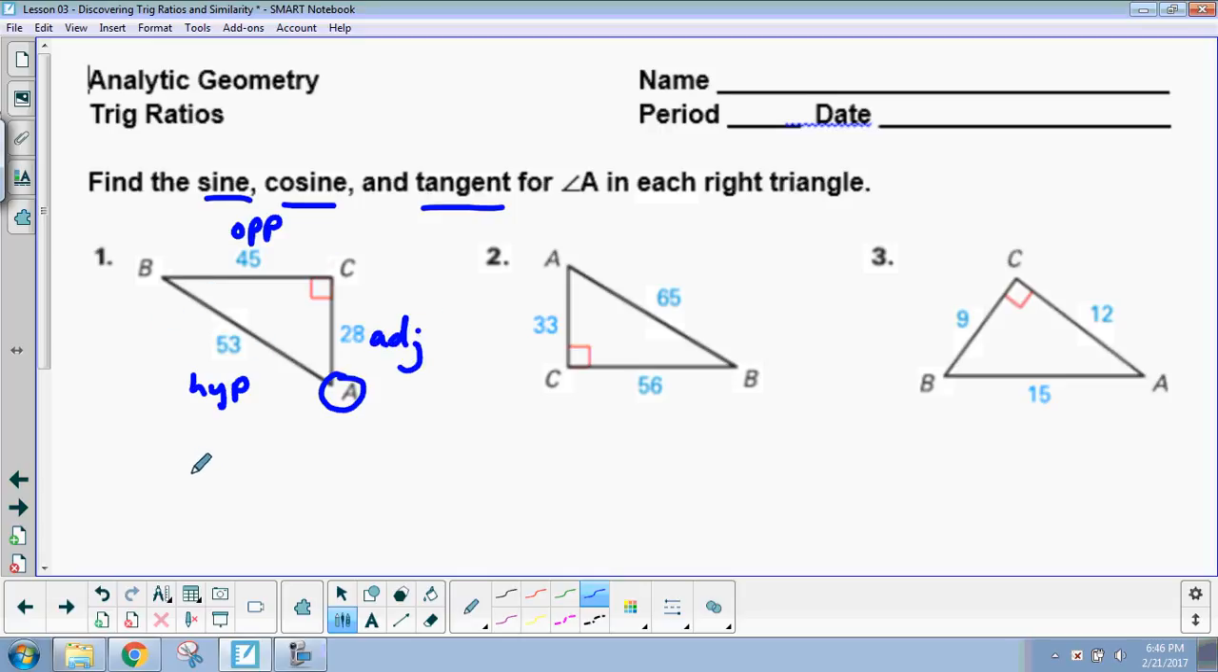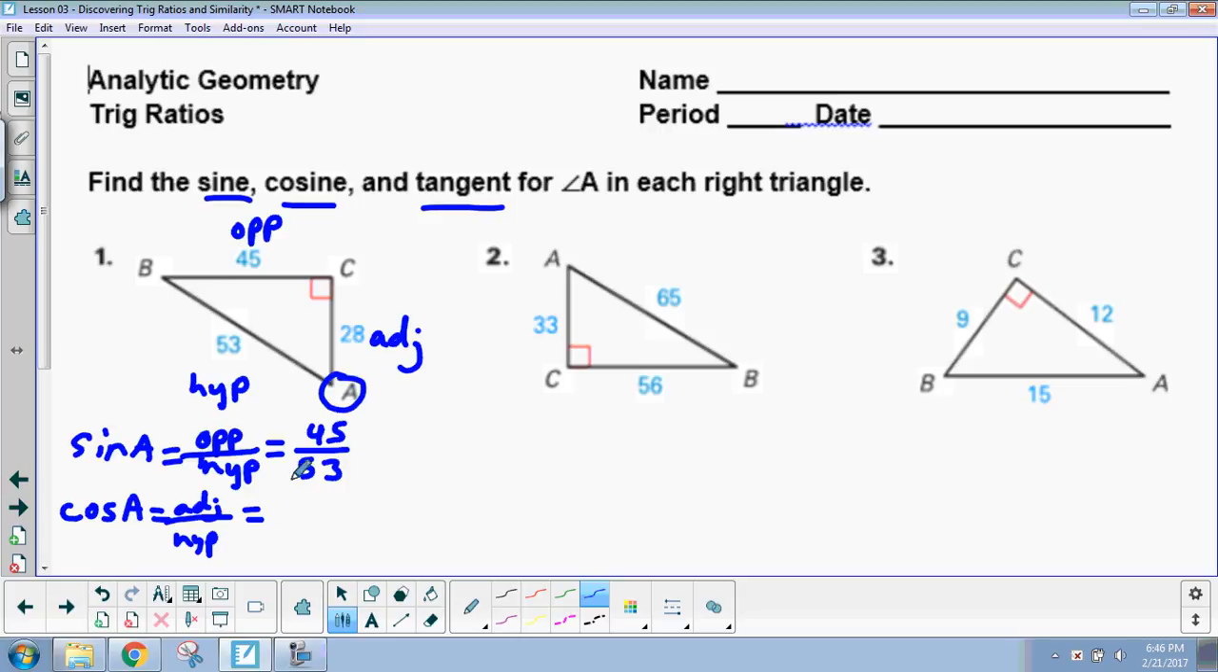Next, as you know, sine A is going to be opposite over hypotenuse. So 45 over 53. You would normally reduce this, but I don't think this reduces at all. Next is cosine. Remember, that's adjacent over hypotenuse. Adjacent's 28 over hypotenuse. And see how this makes it easier with the labels?